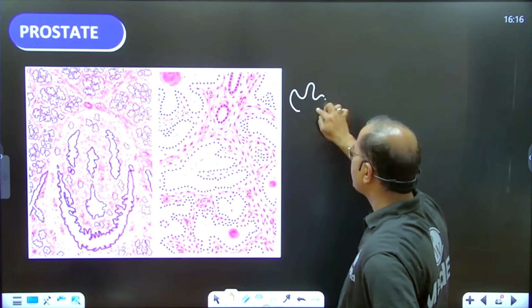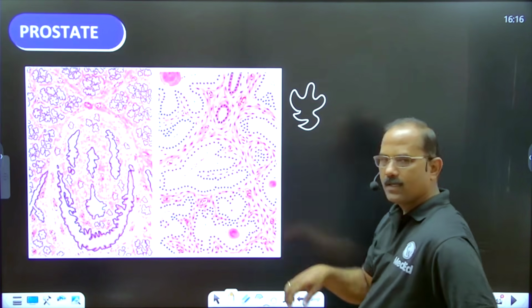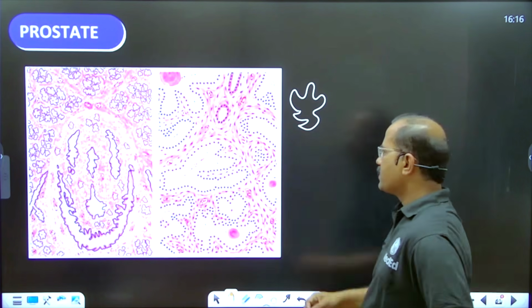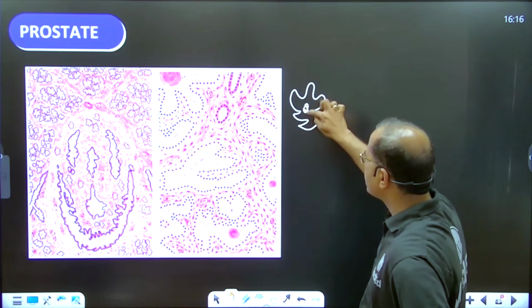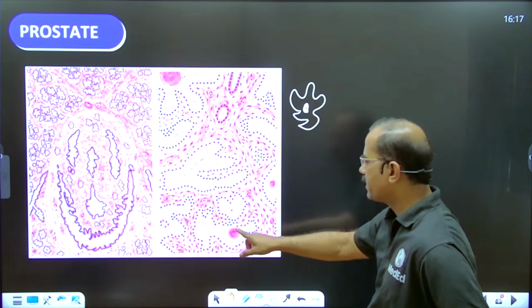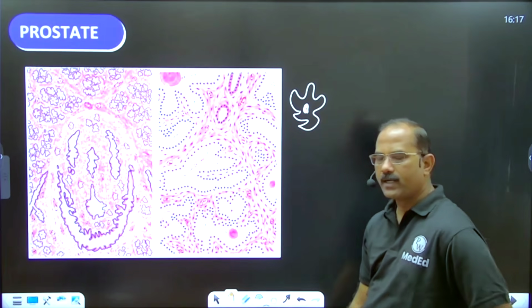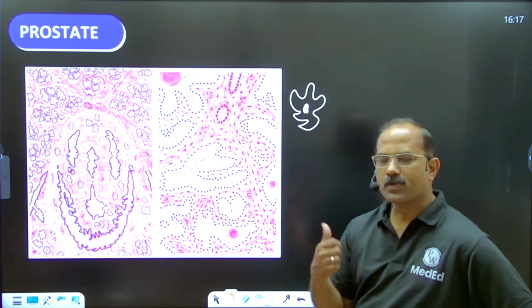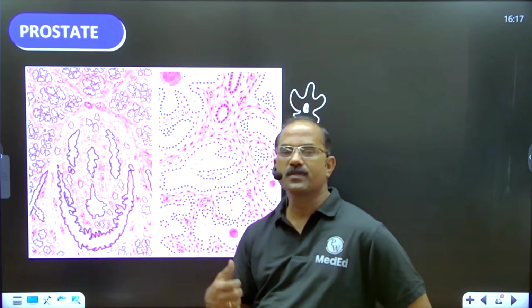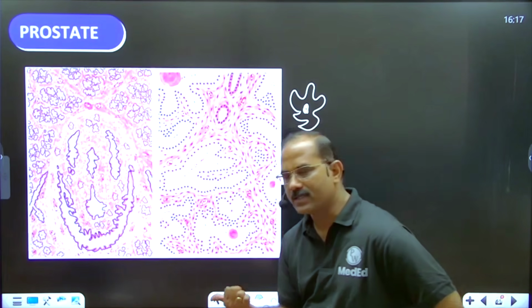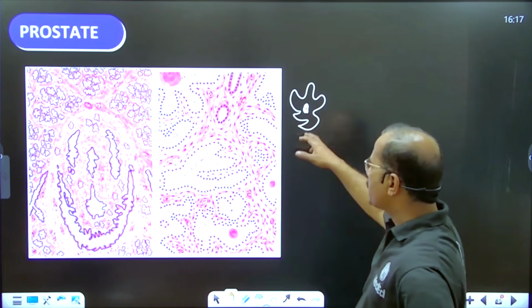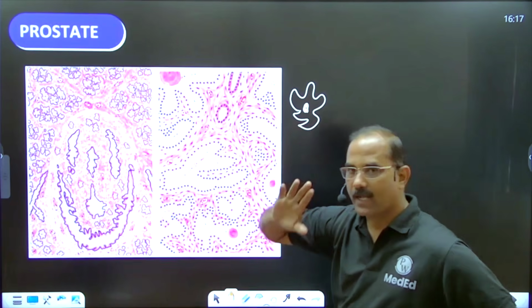Now that's the prostate. We get such glands which show involutions, and we get concretions here. We get secretions inside the prostatic glands. This is what we call prostatic concretions, or this is known as corpora amylaceae. Prostate contains glands, so this is a glandular tissue.